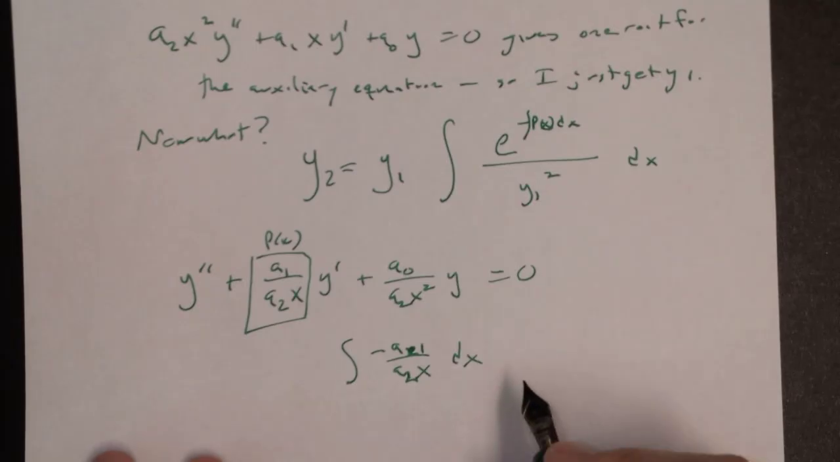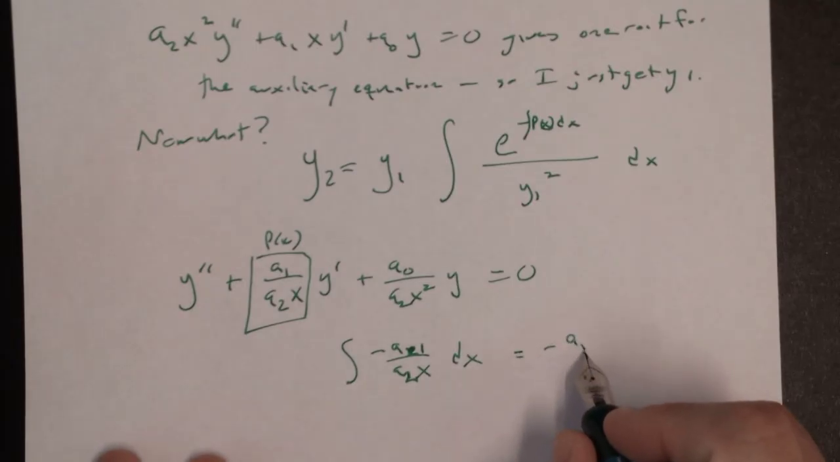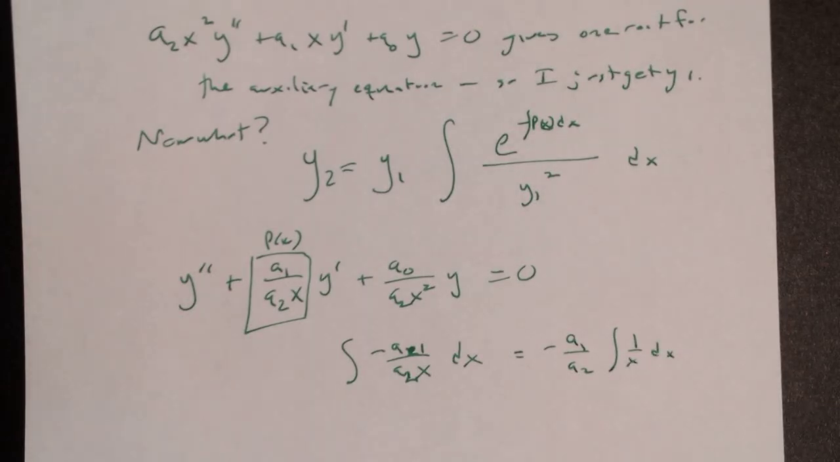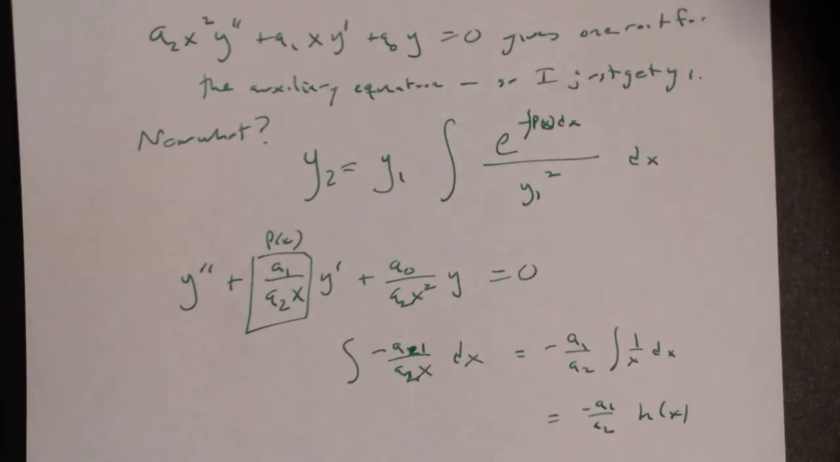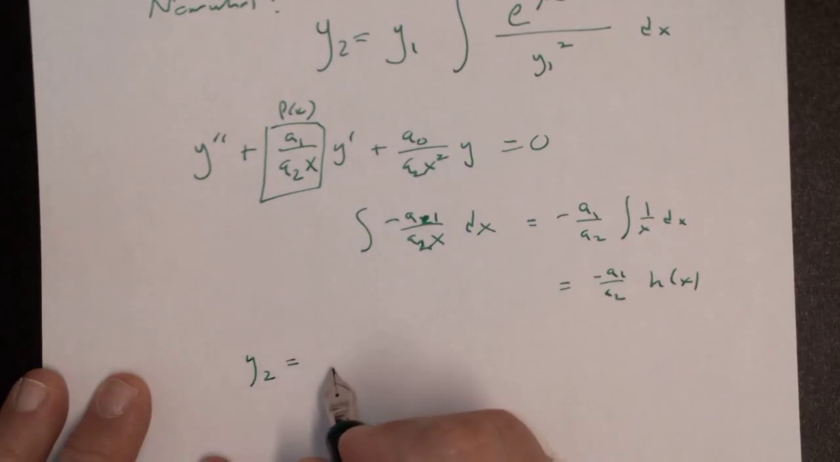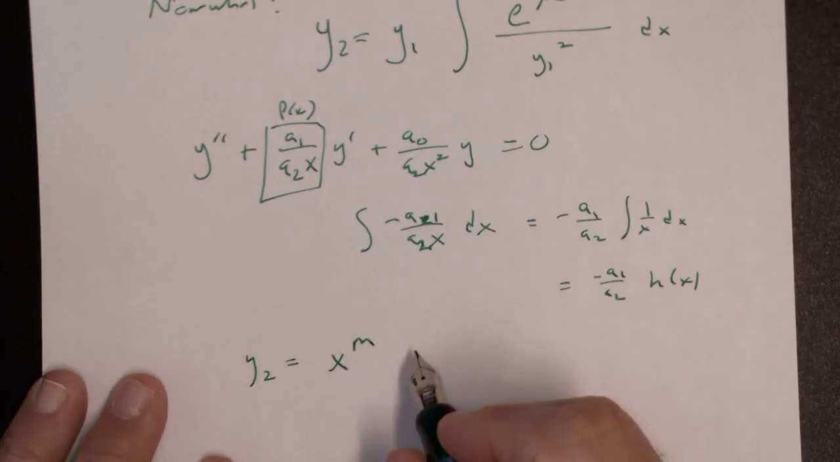Wait a minute. Just take the constant out front. What's the integral of 1 over x? Oh, that was nice and easy. So that is what goes up here. y1 was x to the m.